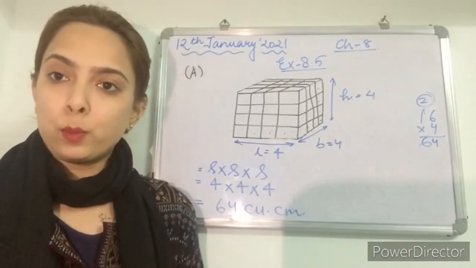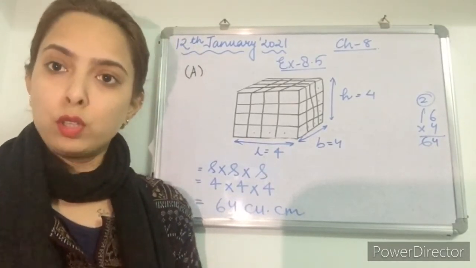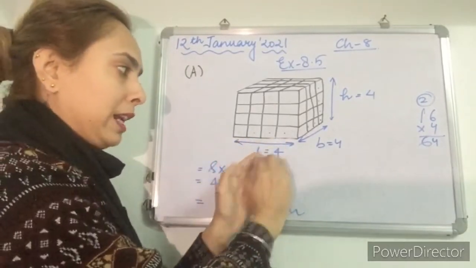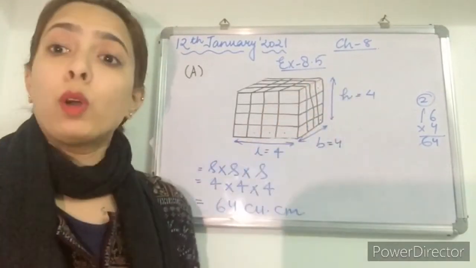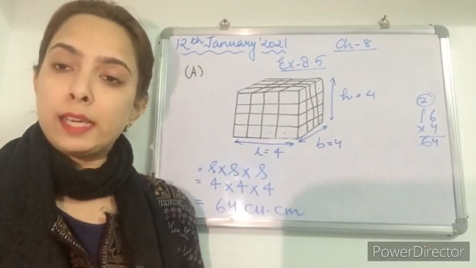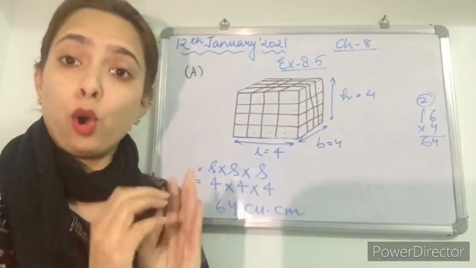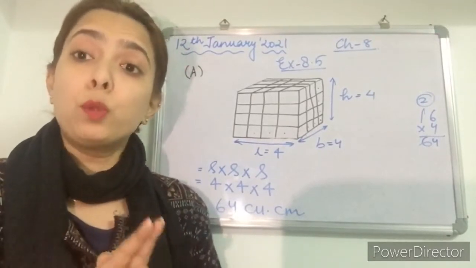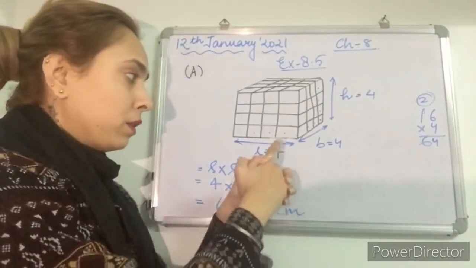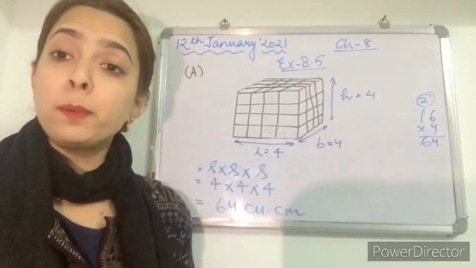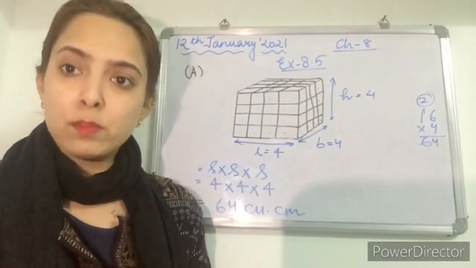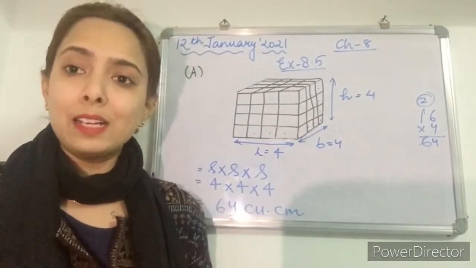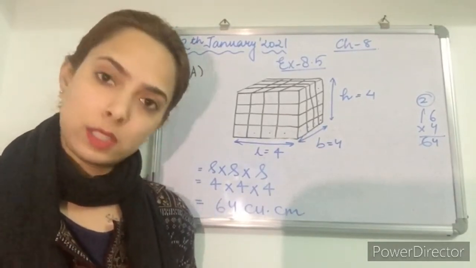So you have to do these questions in your notebook by writing the formula. First find out the length, breadth and height. What are the measurements? And then apply the formula accordingly. If all the parameters are different, you will write the formula volume of cuboid. But if all the measurements are the same, in that case you will write volume of cube, that is side into side into side.